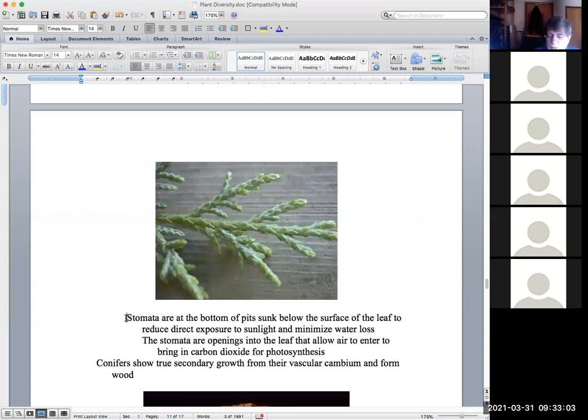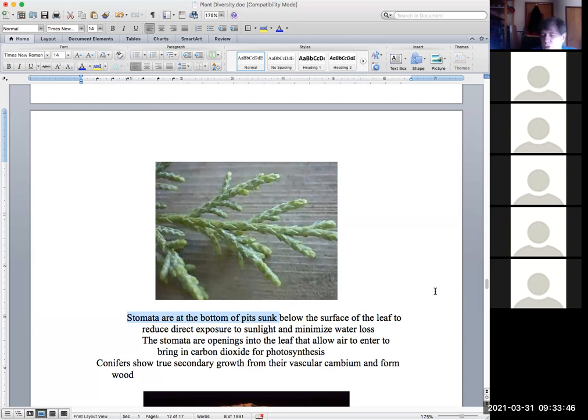Gymnosperms have another crucial thing that helps them conserve water. The stomata are actually in pits that are sunk into the surface of the leaf. So what does this mean? If you think about a little indentation in the leaf, those pits aren't exposed to the sunlight directly. So that helps minimize water loss. And also those pits aren't exposed directly to wind blowing over the plant. When the wind blows over something, it causes water to evaporate. So this is another way that they can conserve water.